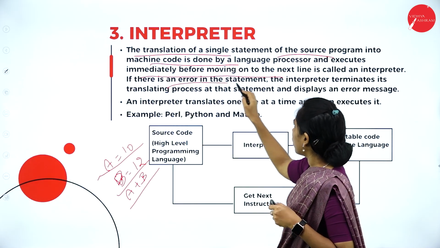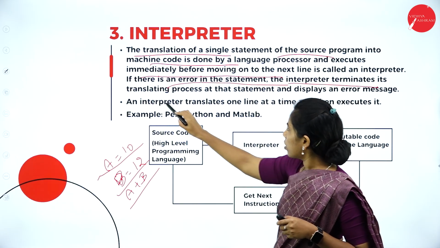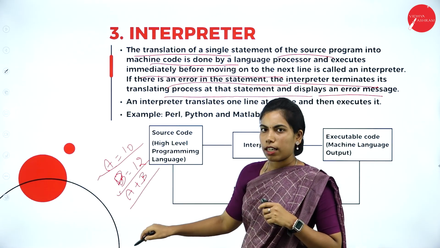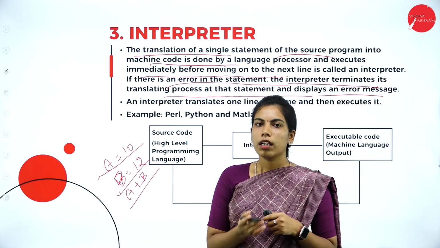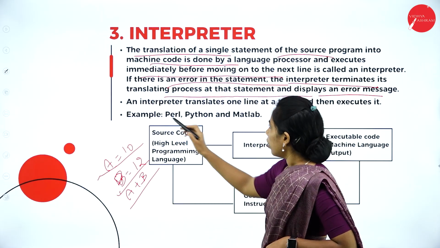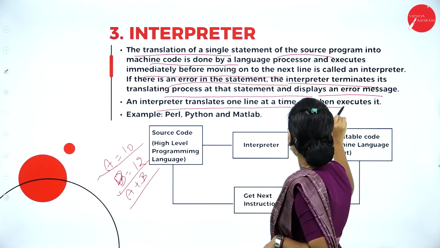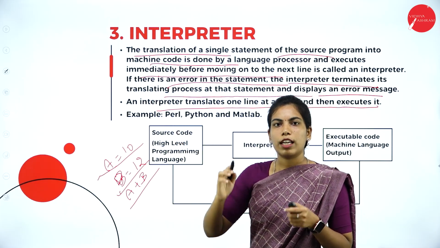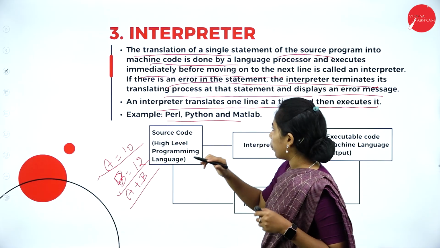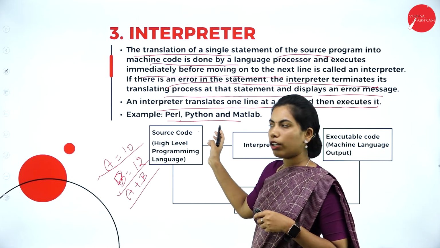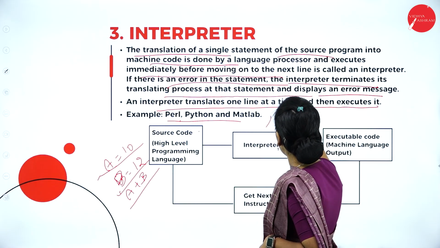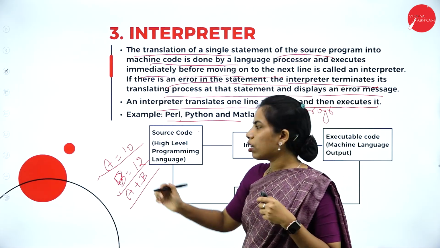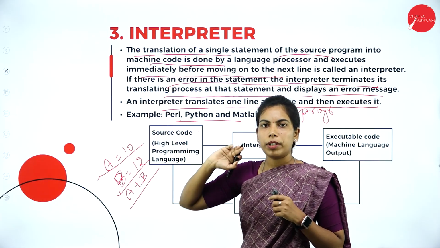If there is an error in a statement, the interpreter terminates its translating process at that statement and displays an error message. If any line contains an error, it will immediately be shown to the user. So an interpreter translates one line at a time and then executes it. Each line is executed at once. That's why an interpreter is line by line execution. Let's see some examples: Perl, Python, MATLAB, and R programming, where we use the R Studio software. So that is all about the interpreter translator.